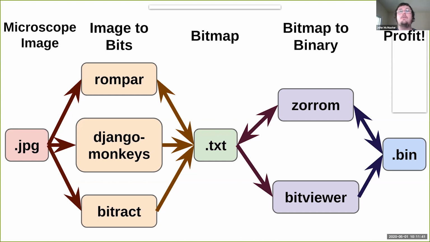And then from there, you take that bitmap and you do some sort of transform that rearranges those bits and turns them into a usable binary. And so we're going to start by talking about a few tools that do that first step. That is, these three tools can take a microscope image and turn it into kind of a 2D array of ones and zeros.